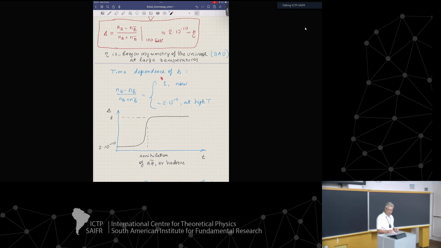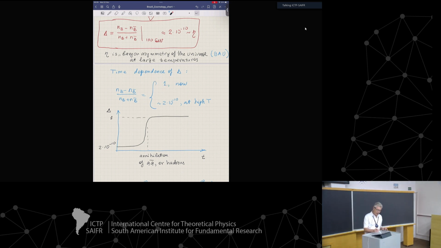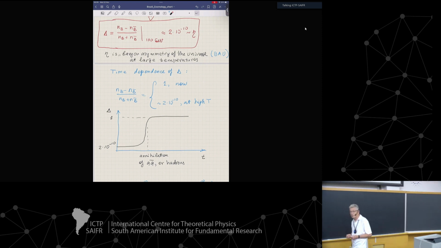So today it's equal to 1. Why so? Because this guy and this guy goes away. We get 1, whereas at large temperatures it is 2, 10 to the minus 10. Okay, and this is the plot of the dependence. This is time, this is asymmetry. At earlier time, this is 10 to the minus 10. Today it's 1, and then this curve somehow interpolates between these two extreme values.